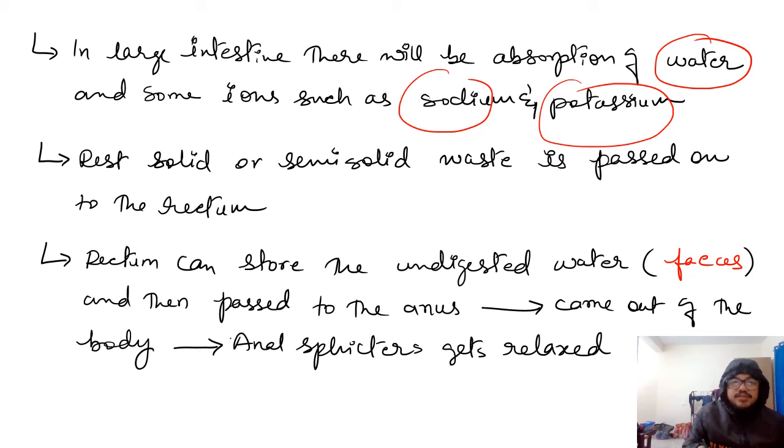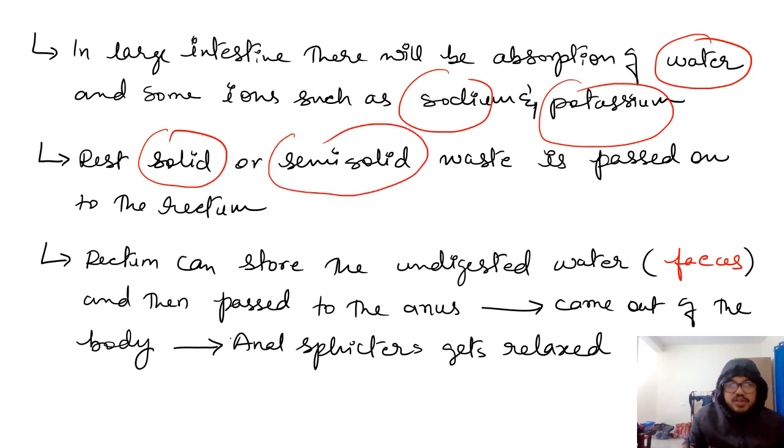If this water is reabsorbed into the blood circulation, then the undigested food will become more solid, or maybe semi-solid. This solid and semi-solid waste product will come out through the rectum in the form of feces, commonly called stool.